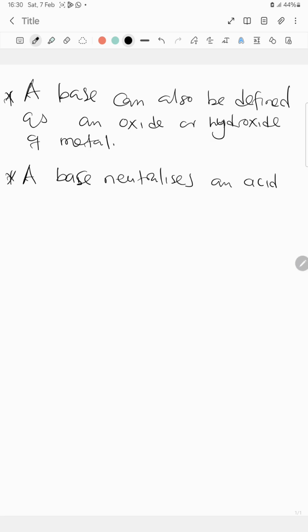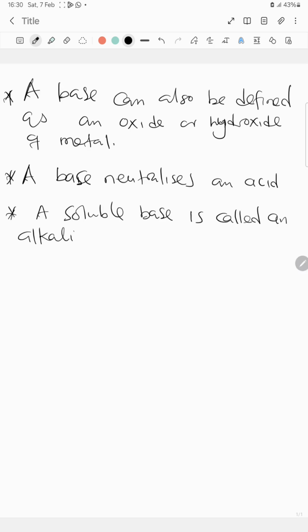The other point that we should also know is that a base neutralizes an acid, meaning it can reduce the strength of an acid. A soluble base is called an alkali. So if they ask what we call a soluble base, it's an alkali, meaning it can dissolve in water. When you stir, it can be dissolved.